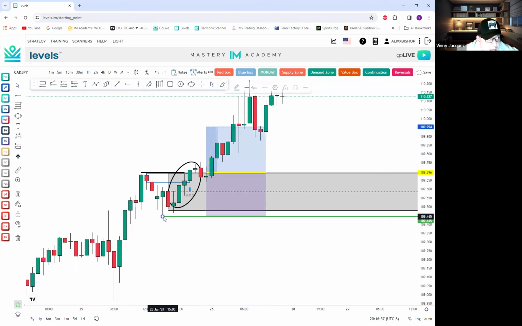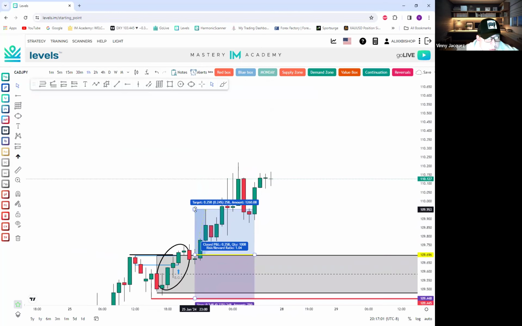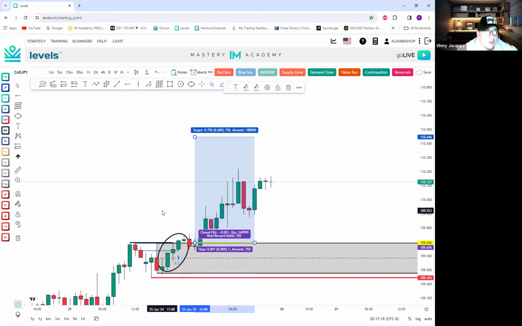This down here would be our stop. It's already at a 1-to-1. It already hit a 1-to-2, on its way to 1-to-3, right? So technically, we should be at break even right now. Let's put this at 1-to-3, and then we should be at break even right now, right?